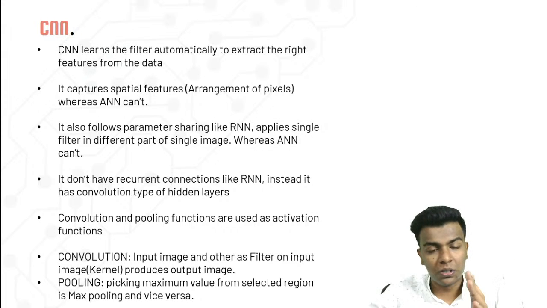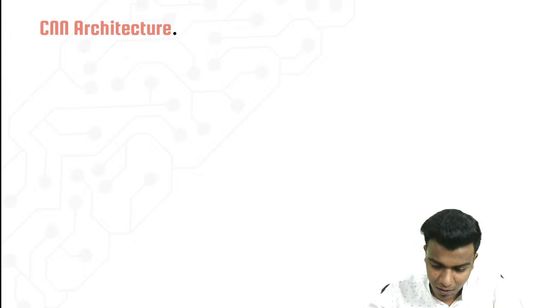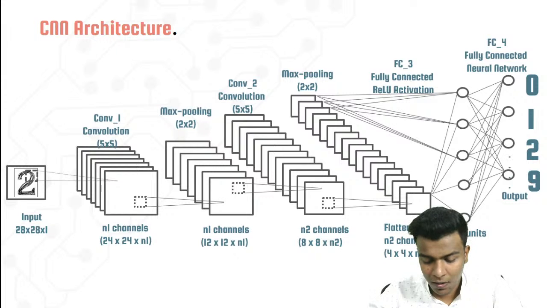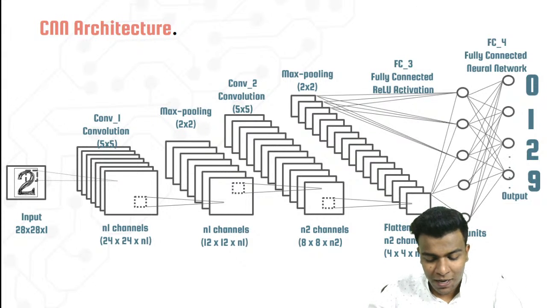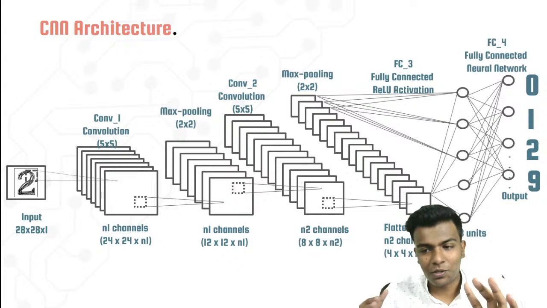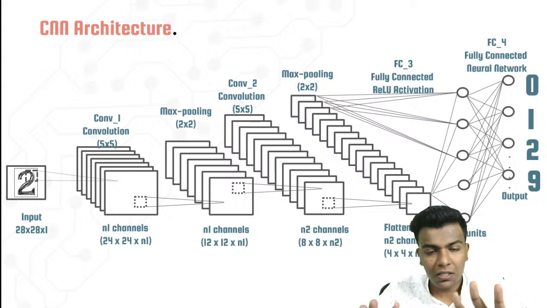Now we are going to see in depth the convolutional neural network architecture. Okay, so let us see the architecture. Here we have this convolutional neural network architecture. Does it look very difficult? Actually not, it is very easy guys. I'll explain it so that it is understandable.